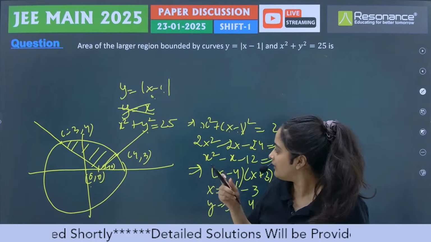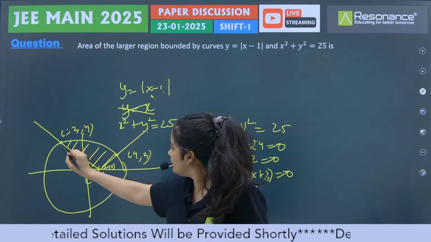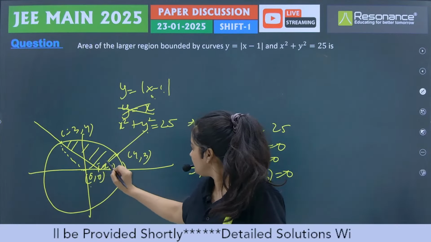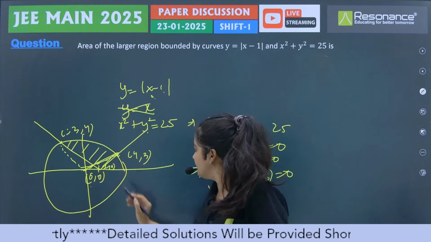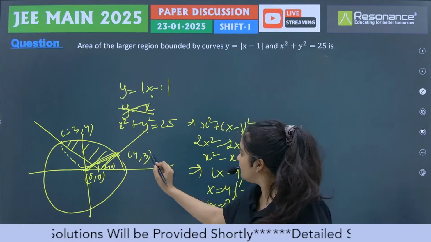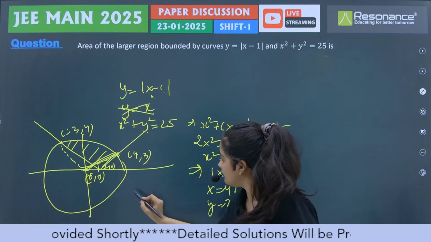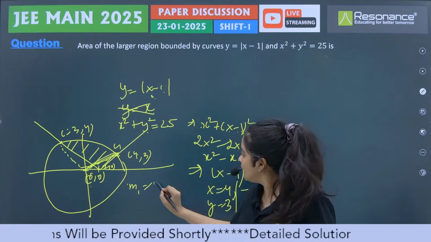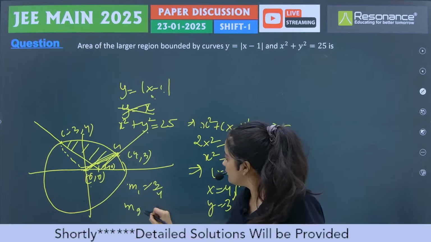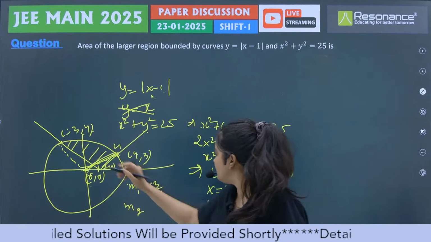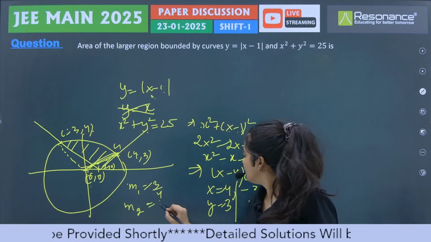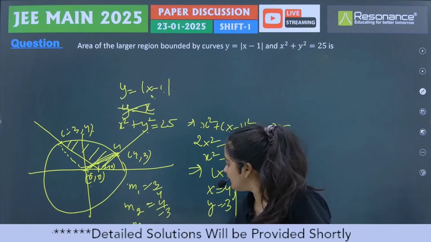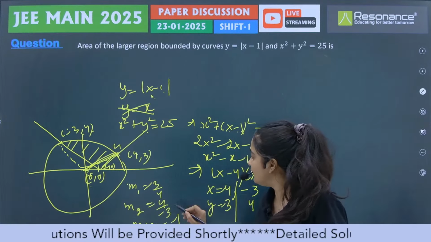So if you make a very small observation, let's connect these points with the center. What is the slope of this line? Slope of this line is (3 minus 0) by (4 minus 0). Let's call this line L1. M1 is 3 by 4 and M2, what is the slope of this line? (4 minus 0) by (minus 3 minus 0), so 4 by minus 3. I'm getting M1 into M2 equals minus 1.